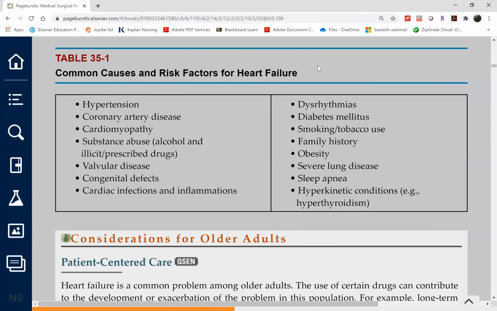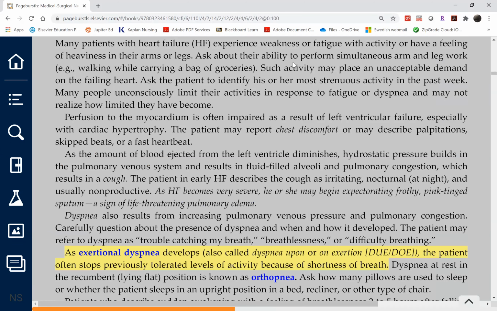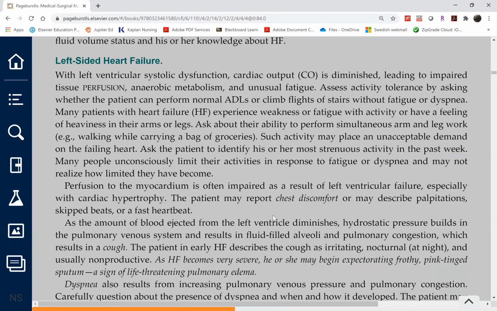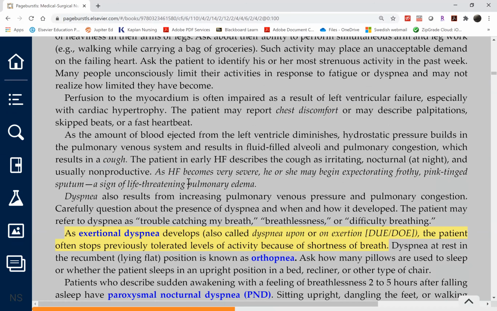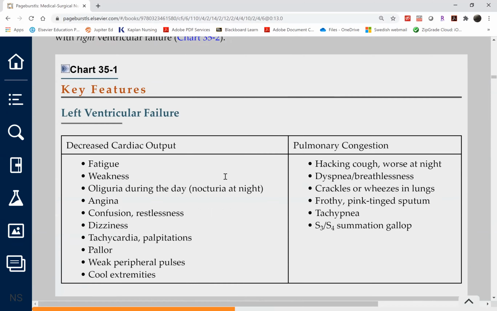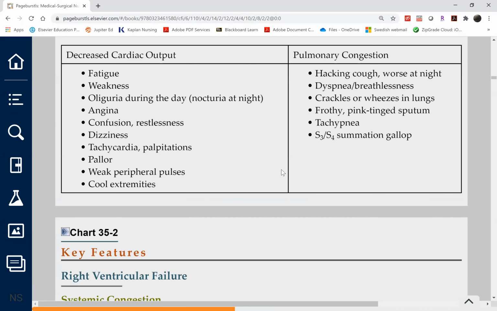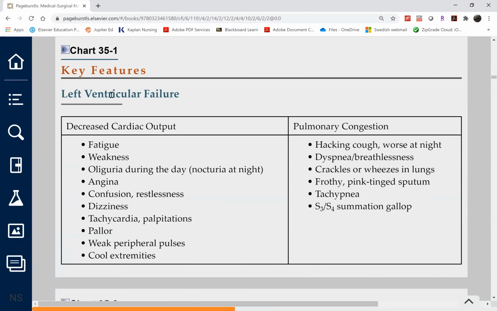You can read there are two big paragraphs here, like this one, left-sided heart failure. It tells you the symptoms, and then the same way with right-sided heart failure. I'll go straight to two charts, chart 35.1 and 35.2. The key here is in the title. Look at the title of 35.1 because this is left ventricular failure, right? Look at the two problems that result. The patient has decreased cardiac output as well as pulmonary congestion.